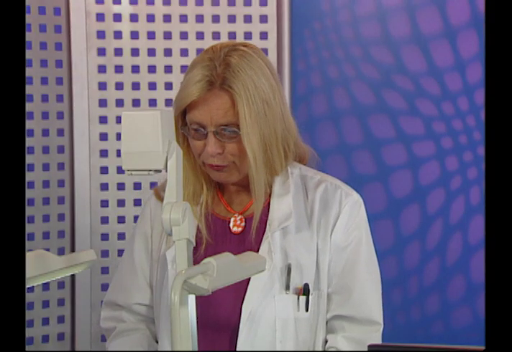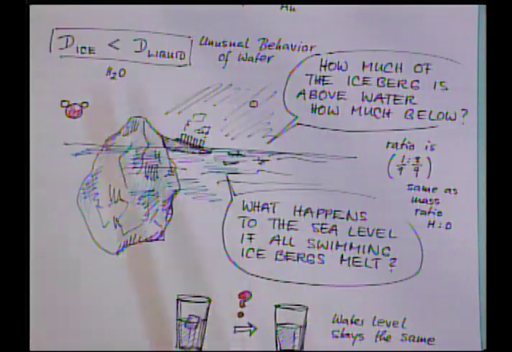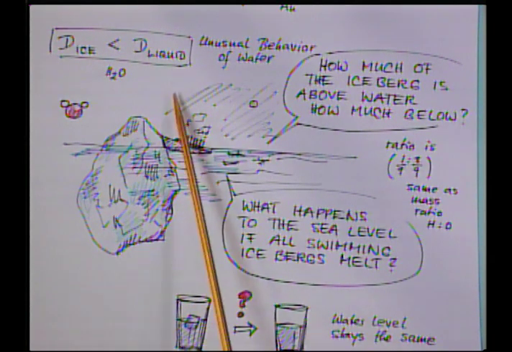Now here's some food for thought. Density is reversed for water. Normally the density of a solid phase of a certain substance is higher than the liquid phase of that particular substance. But for water it's reversed. So ice cubes float in water. Why? Because the density of ice, or the solid form of water, is less than its liquid form.